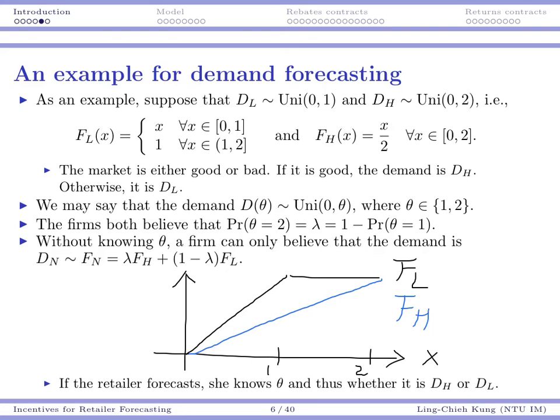So you can see that F_H is always below F_L. Okay, that's the idea. And then we may say that the demand is simply depending on a random number theta. Theta decides the upper bound of the demand distribution, and theta may be either 1 or 2. And then lambda would be the probability for theta to be 2, and 1 minus lambda is the probability for theta to be 1. If the firm does not know theta, then all we can do is to somehow do a linear combination and form the no-forecasting demand function. It may be anything looking in this shape within this triangle for different values of lambda. So this is just a very simple example: you have F_L, you have F_H, and you have F_N.